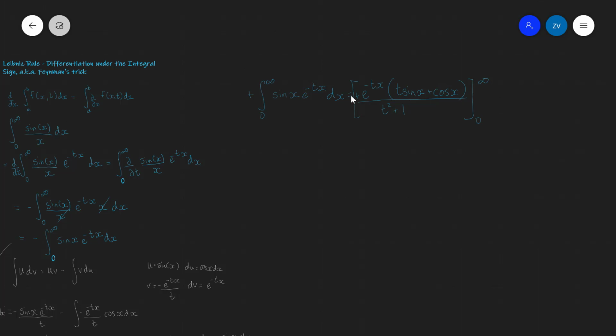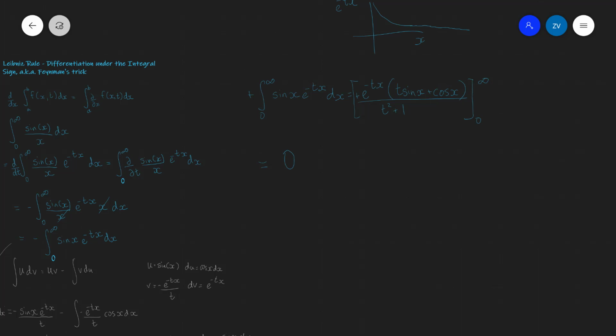Because this is a negative exponential, essentially this is the mathematics of exponential decay. So as x is approaching infinity, e to the minus tx, assuming that t is a constant, a parameter, will slowly start tending towards 0. So the first term, which is that function at infinity, will be 0.